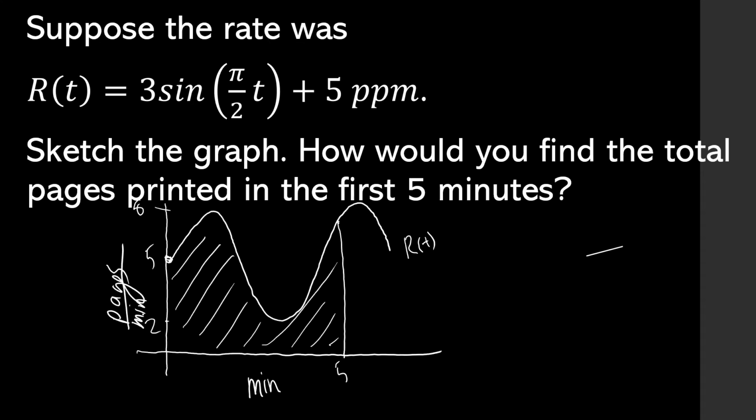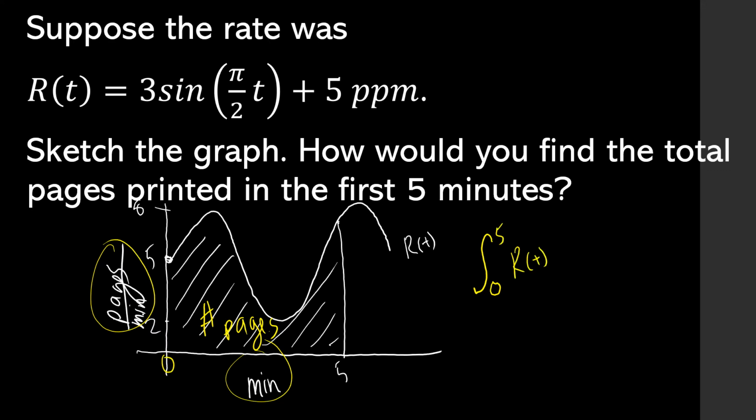Question is, well, how do you get that area? And if you could get that area, what would it mean? Well, that area is still measured in pages per minute multiplied by minutes. This is some number of pages, where the area represents some number of pages. How would you get that area? Well, it would simply be the definite integral from 0 to 5 of R of t dt.